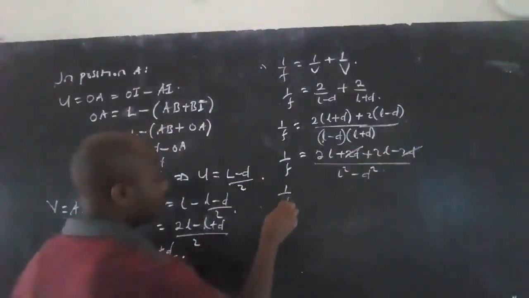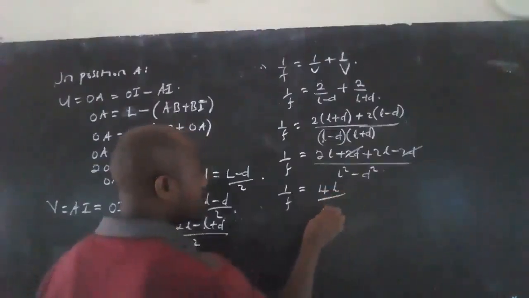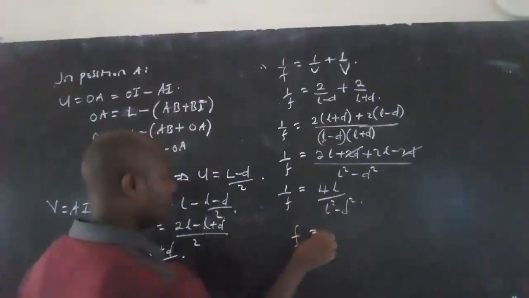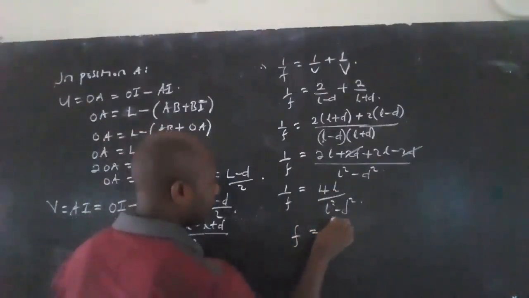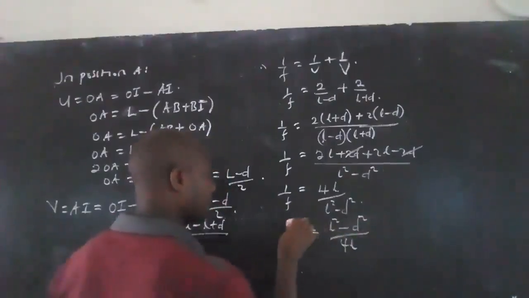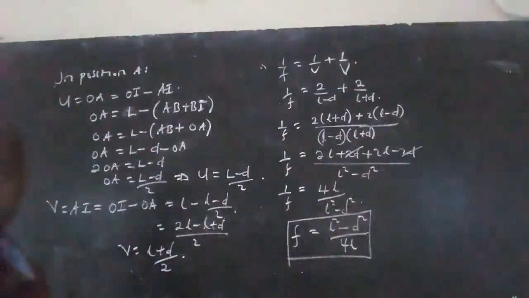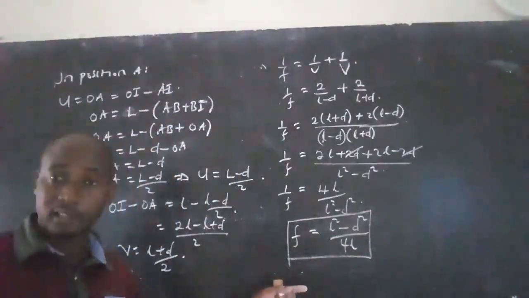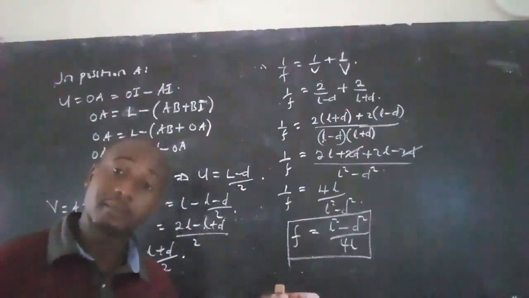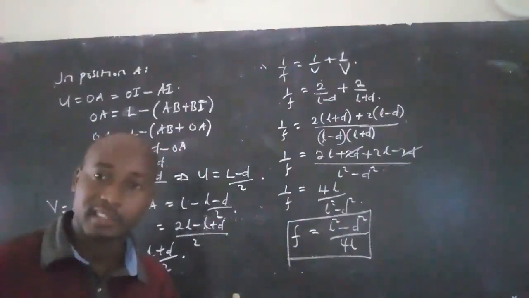So 1 over F will now become 4L divided by L squared minus D squared. So reciprocate. F will now become L squared minus D squared divided by 4L. Very important equation. They can ask you to derive this equation when the lens is displaced through this distance D, keeping the screen and the object fixed. Okay?